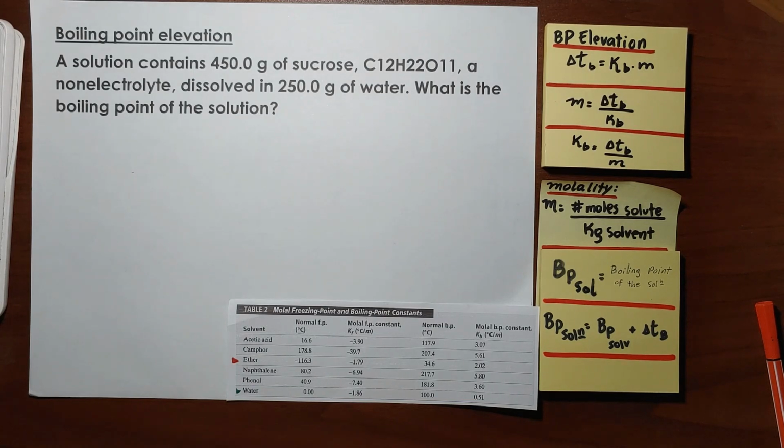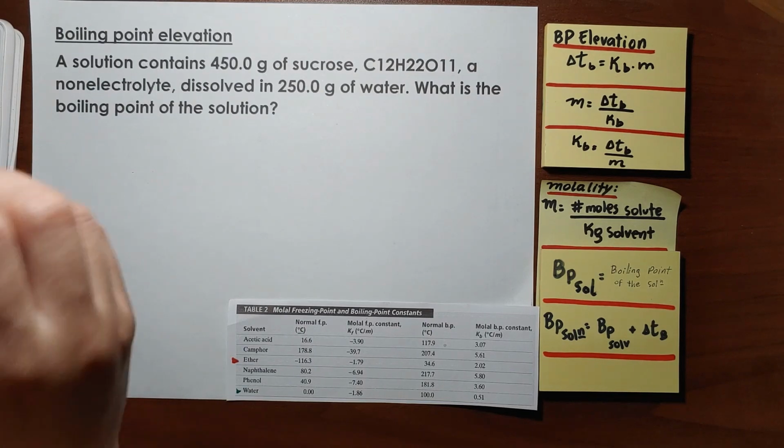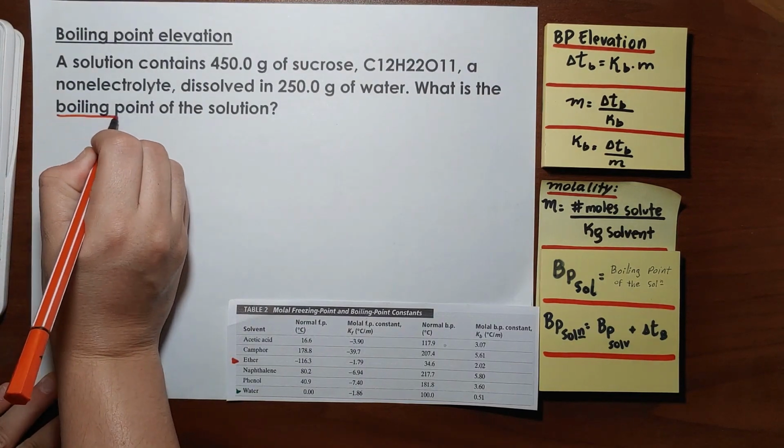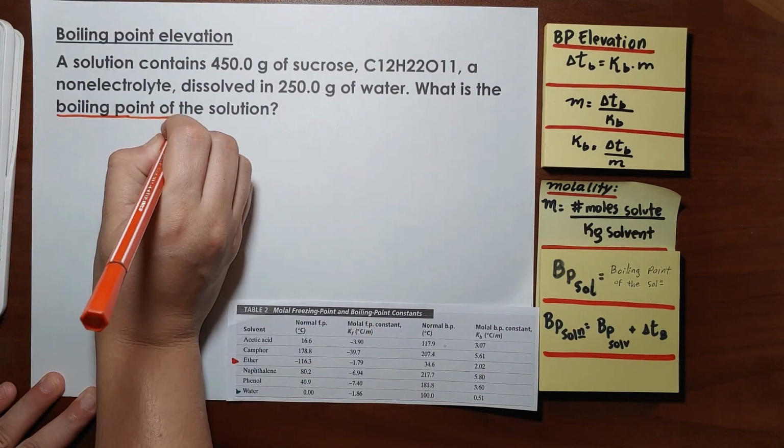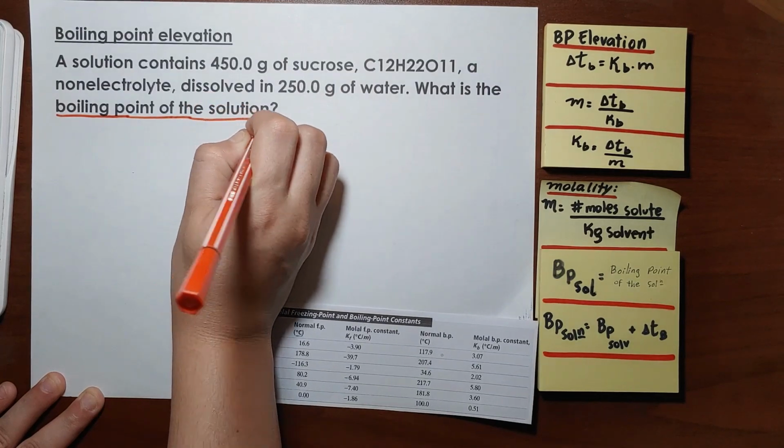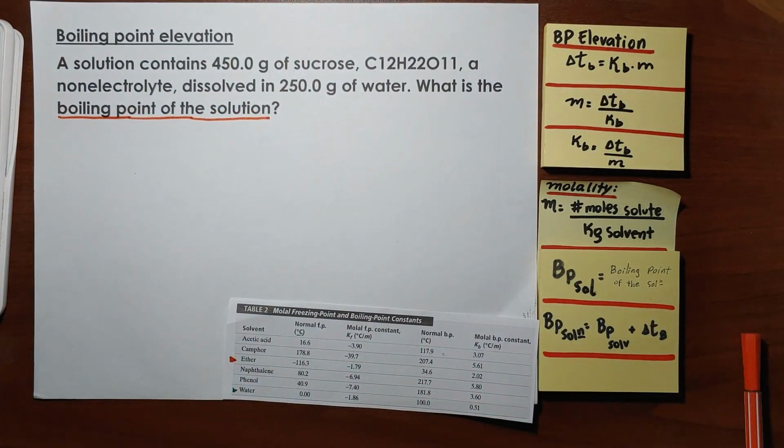For this second example, we have a solution that contains 450 grams of sucrose, and that is the formula for sucrose, of course, a non-electrolyte, dissolved in 250 grams of water. What is the boiling point of the solution? Now, the problem is asking me to find the boiling point, not the elevation. It says of the solution, and this is what I'm going to focus on. Boiling point of the solution.